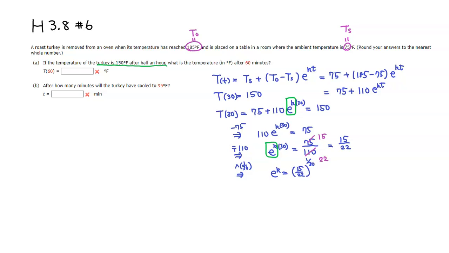So we have the complete formula. T of t is equal to 75 plus 110 times e to the k, which came out to be 15 over 22 to the 1 over 30th, but we still have to raise it to the t, so we're going to write it like that.